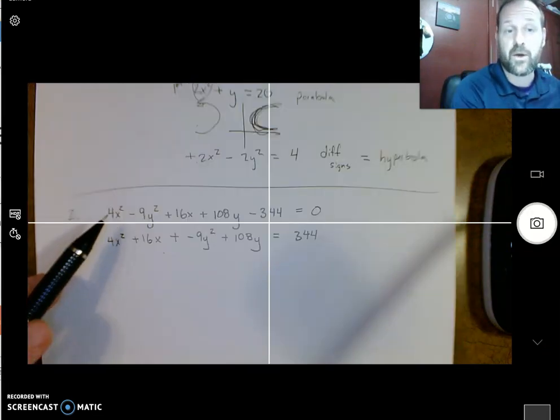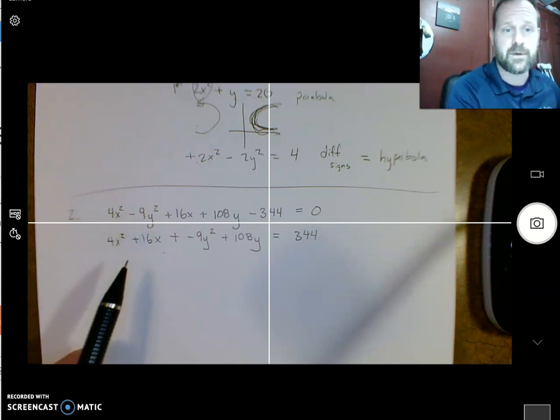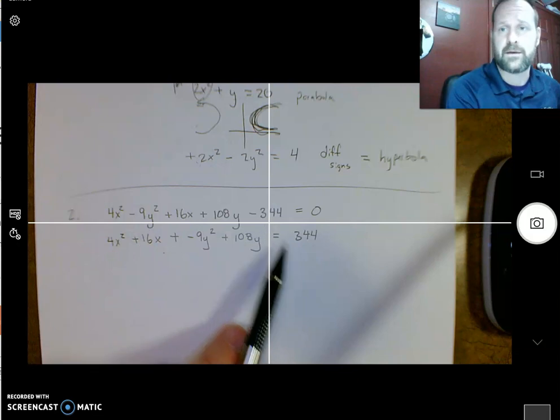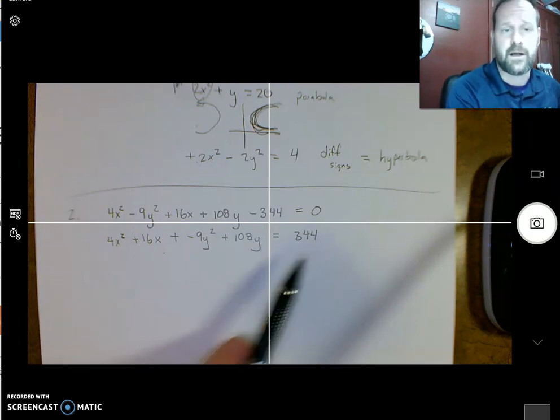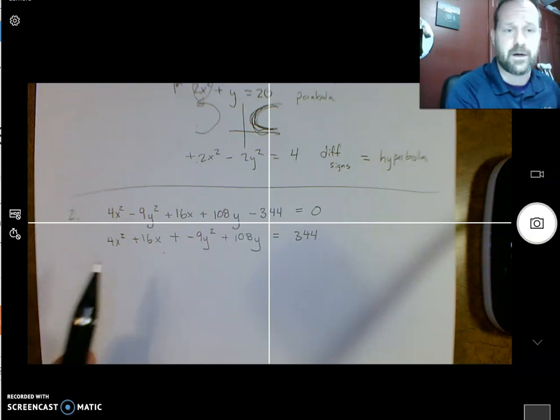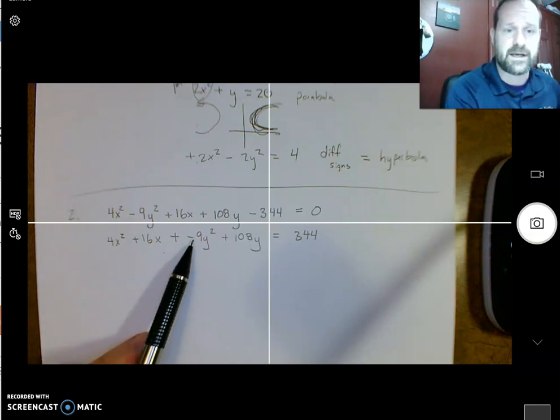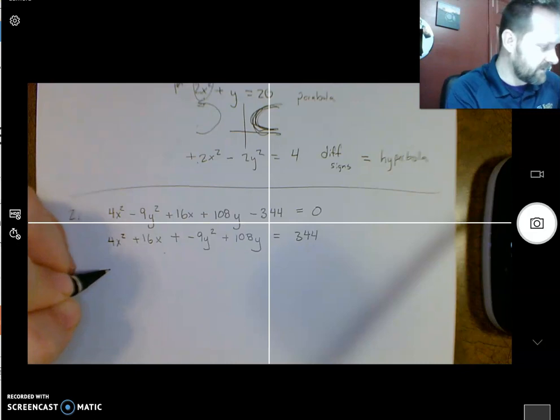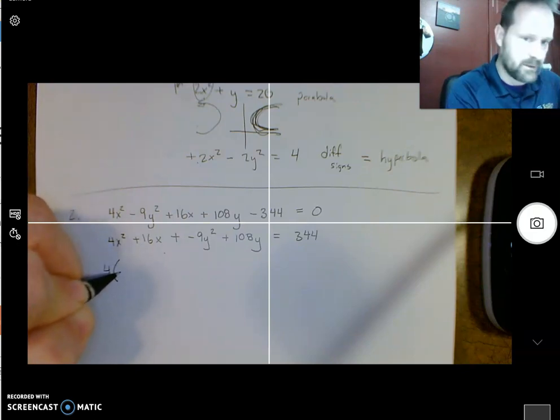Okay, here we go. We have this problem here at number 2. All I've done is just rearrange the terms and add 344 to the other side. All right. Now I'm going to do the same thing that we typically do. But remember, this has got a negative here. So I'm going to go ahead and factor out the 4 here. All right. Like we've been doing.